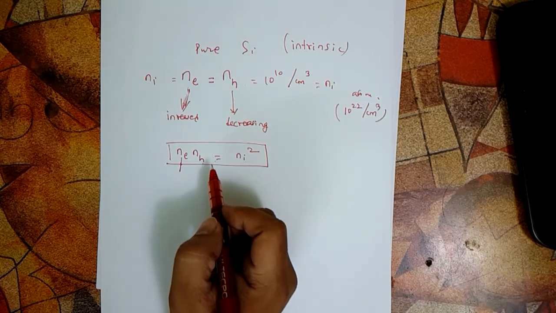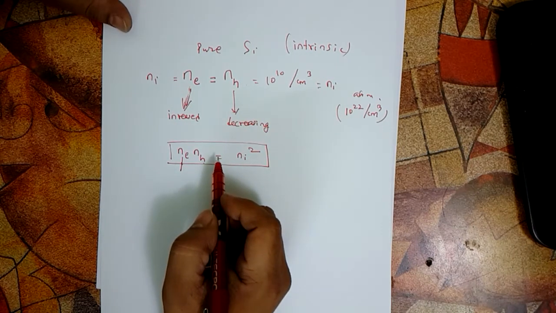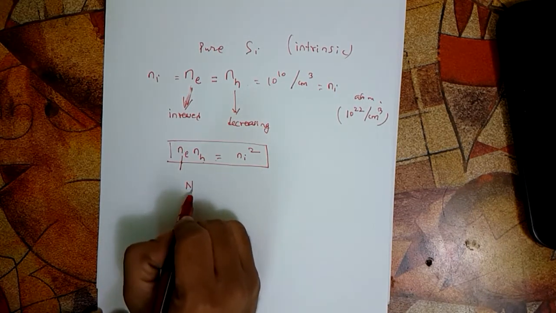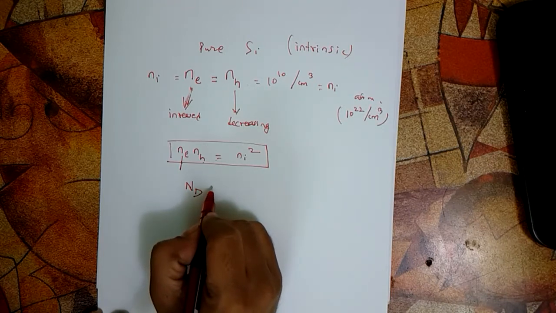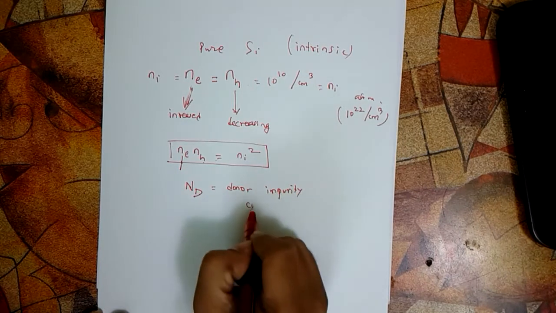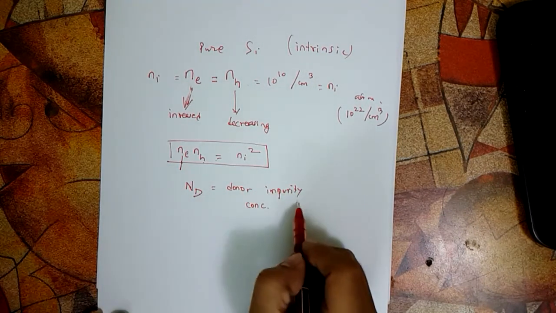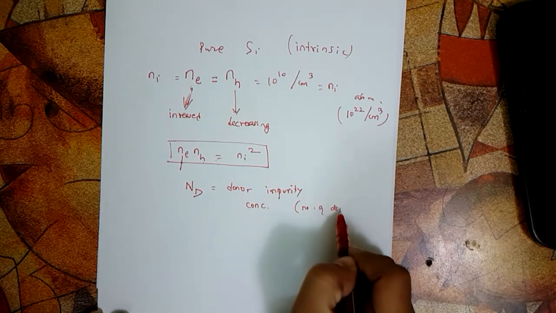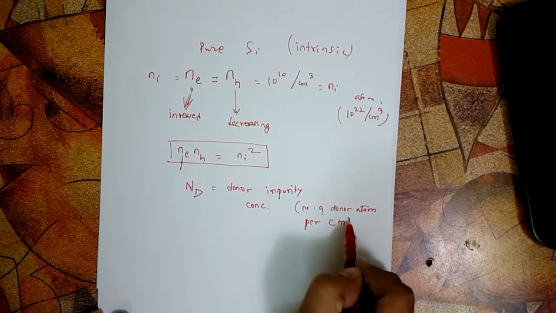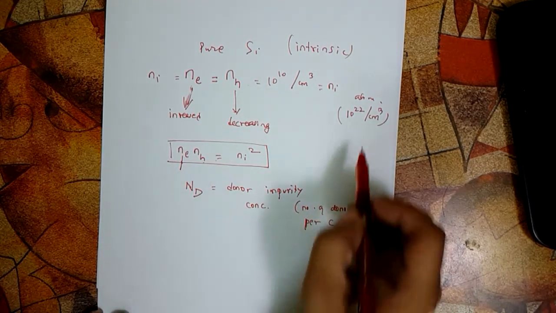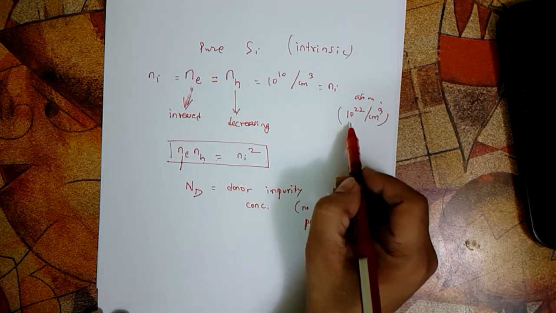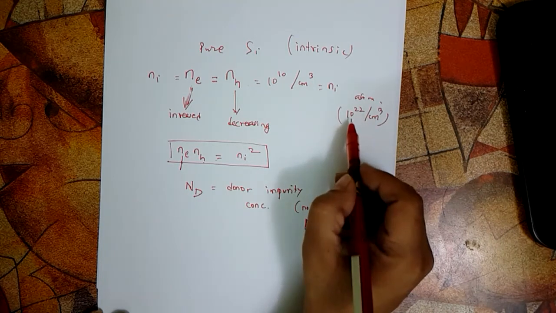Why have the holes decreased once again? Because the electrons have combined with some of the holes. Now, there is an assumption, which is that the donor impurity concentration, which is called Nd, is the number of donor atoms per centimeter cube. For example, in 1 centimeter cube of silicon, there are around 10 raised to 22 atoms.